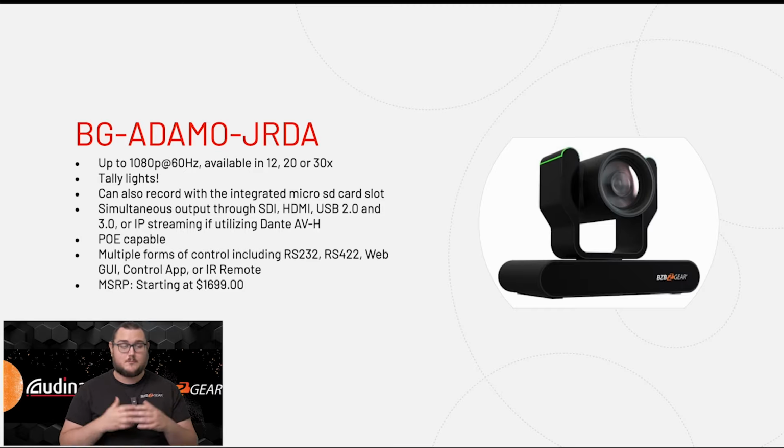Just a really awesome camera, PoE capable, with plenty of control options available to you, whether that's RS-232, 422, our web GUI, or our control app, which is an awesome control app, by the way. If you're not aware, we do have a control app on iOS and Android. Really awesome, makes your life super easy. We show it off at the shows all the time and people are always like, hey, this is awesome. Is this something that you provide for free? And yes, it is something that we actually provide for free. So that's a big advantage of going with BZBGEAR. These cameras start at about $1,699. They go up a little bit, but not too crazy.